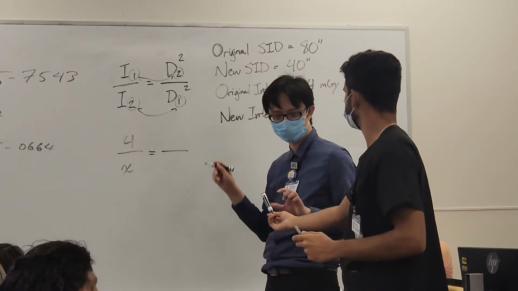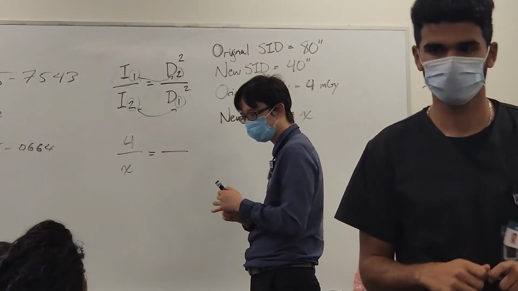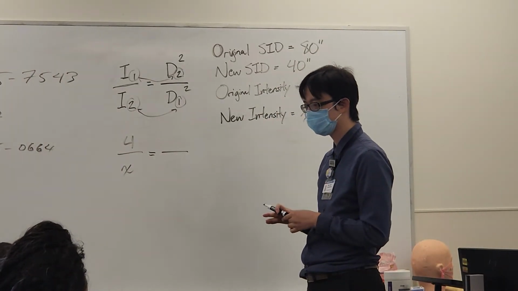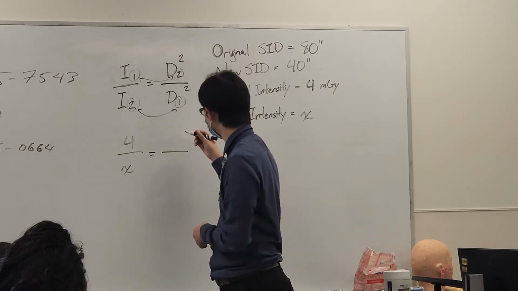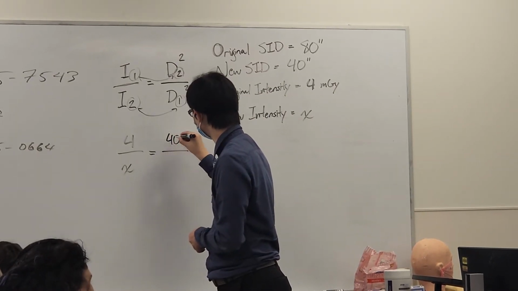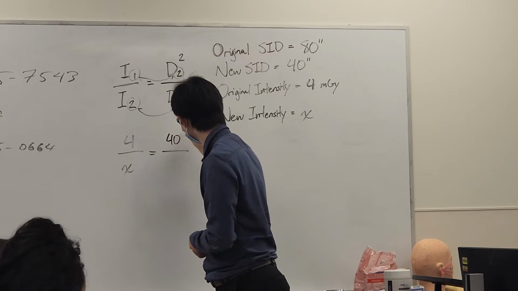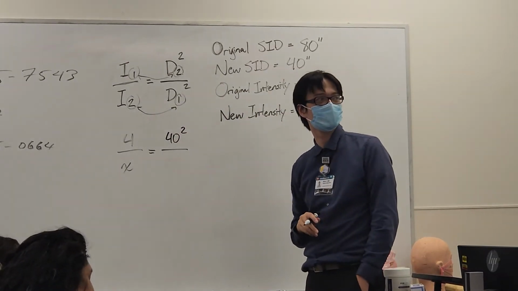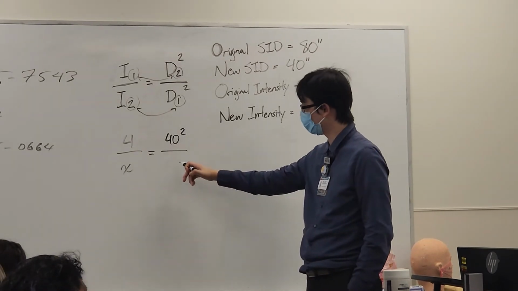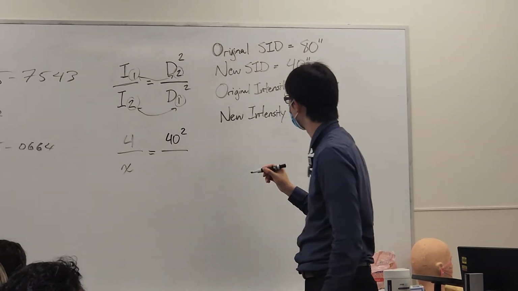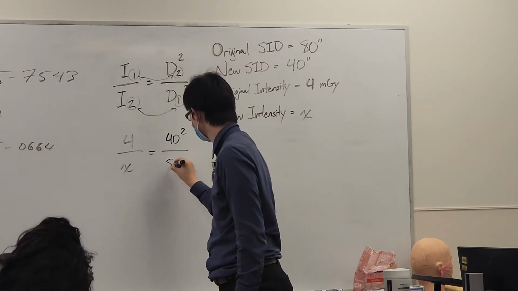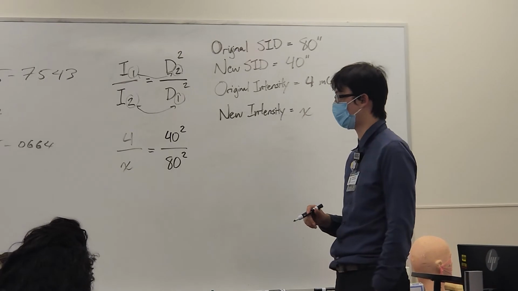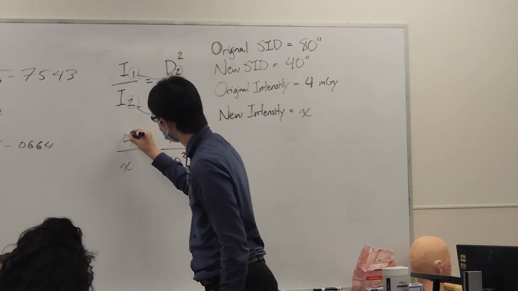Very good, the new distance, 40. And then what is down here, Emily? 80. Very good. So now we have set up our equation.